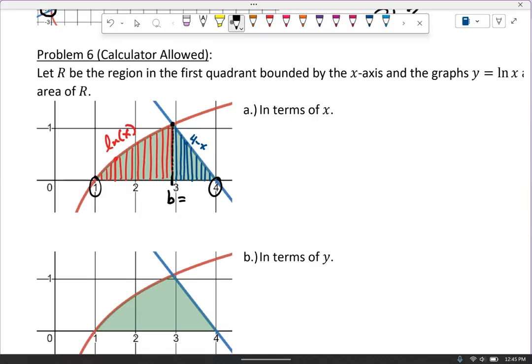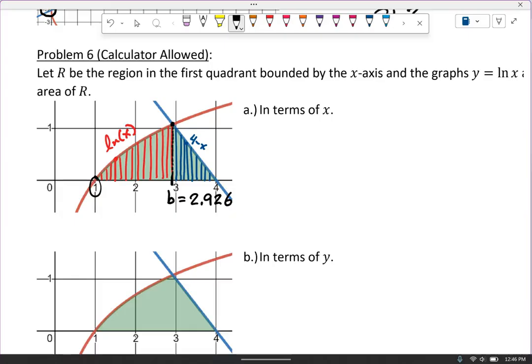All right, so what is our b value, guys? Where are we intersecting? What's the x value there? 2.9 what? Rounding up about 2.6 or something. Okay. It might be 2.7, 2.5.